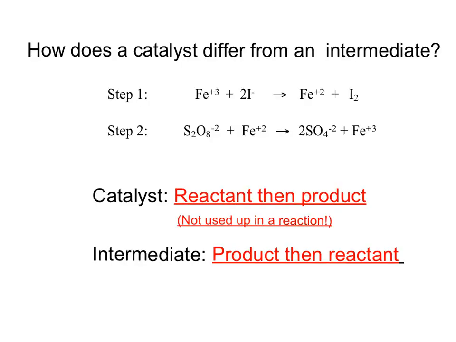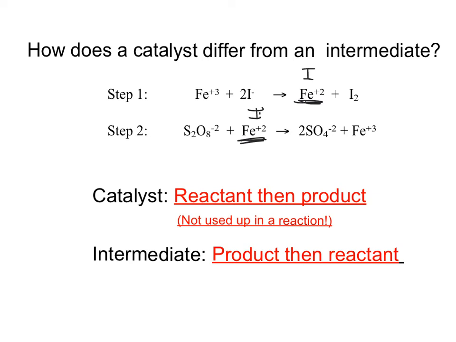All right, the last thing we're going to talk about are catalysts. We learned about catalysts a little bit in the opening video for Unit 15. Catalysts are really, really similar to intermediates with one very important difference. An intermediate is something that you make and then use. So in this example, we make Fe plus 2, and then we use Fe plus 2. So these guys, Fe plus 2, would be intermediates.